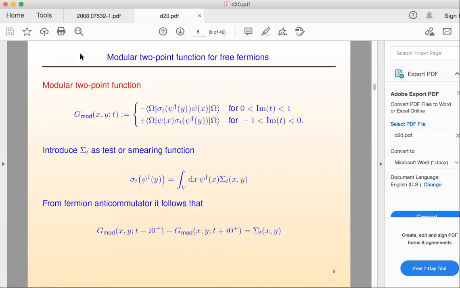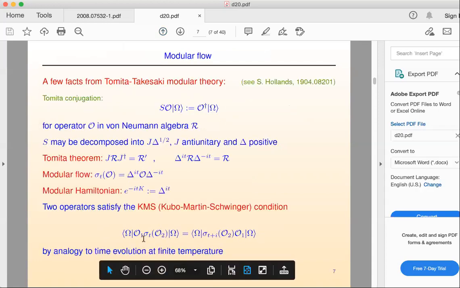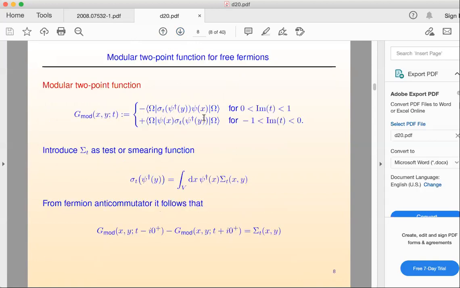Okay, so given this KMS condition, it's actually very natural to define a Green's function associated to these. For the fermions, this is done in this equation here. This is the so-called modular two-point function. Again, it's for free fermions. There are certain analyticity properties associated with this KMS condition, which suggest defining a Green's function for these two strips in time, next to each other in imaginary time.